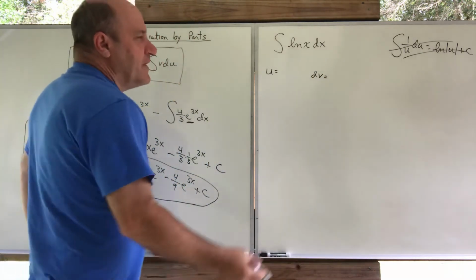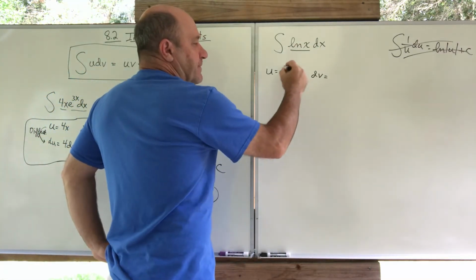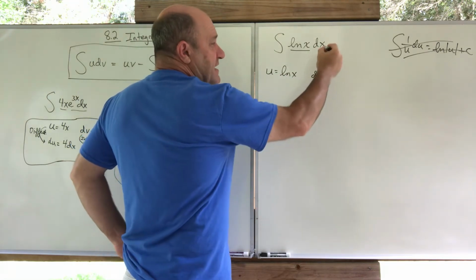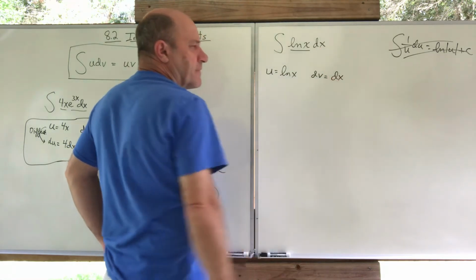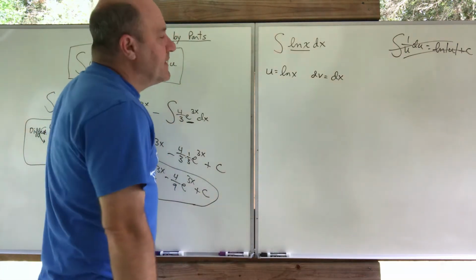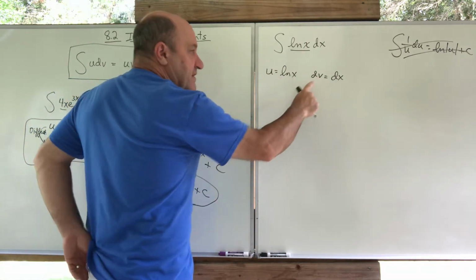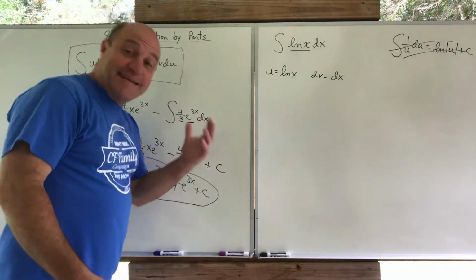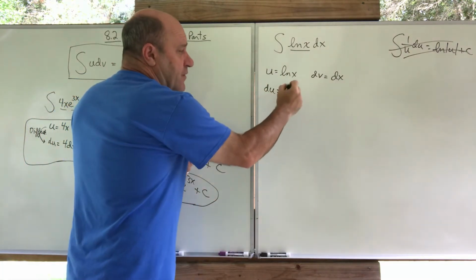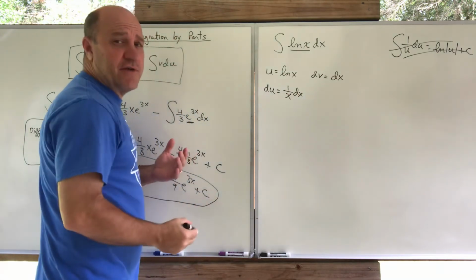On this one, just trust me, you let u equal the natural log function of x. And then that leaves dv to be the dx. Okay, that's what you do. When you identify u and dv, your job is to find du and v. We find du by doing a little derivative here, 1 over x dx. That's how you do that derivative.